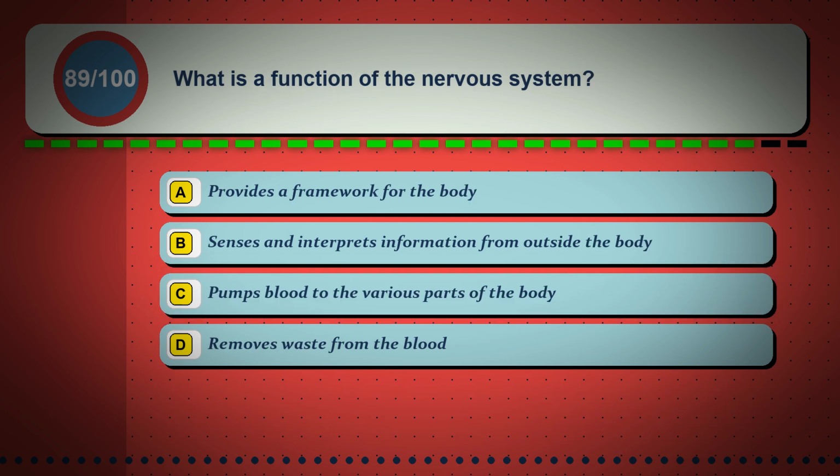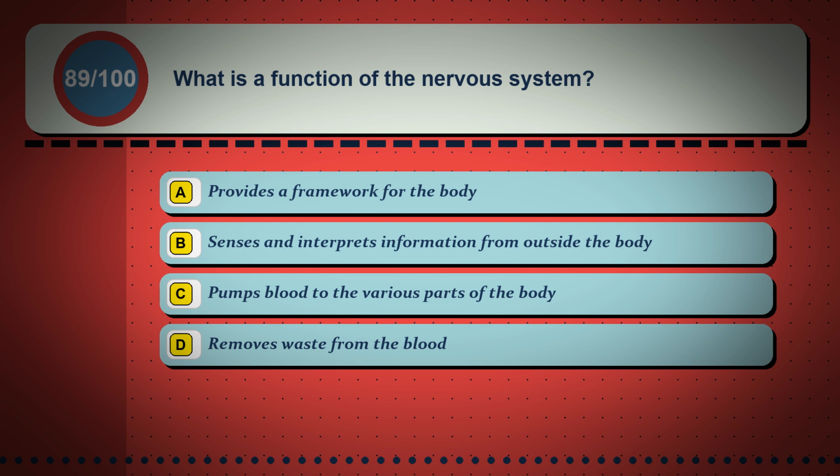Question 89. What is a function of the nervous system? Option A. Provides a framework for the body. Option B. Senses and interprets information from outside the body. Option C. Pumps blood to the various parts of the body. Option D. Removes waste from the blood.